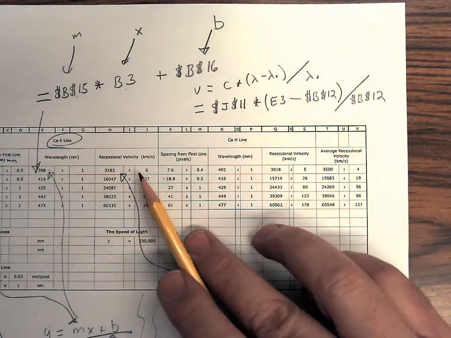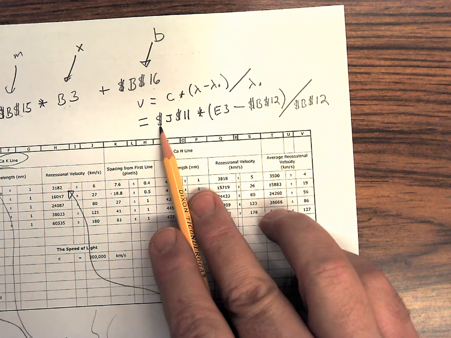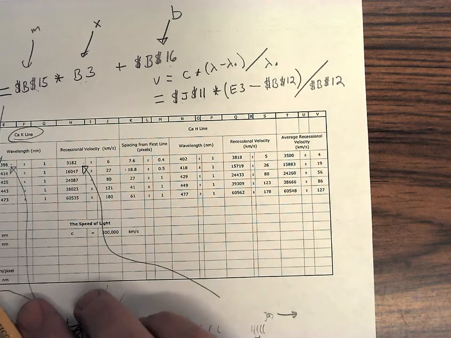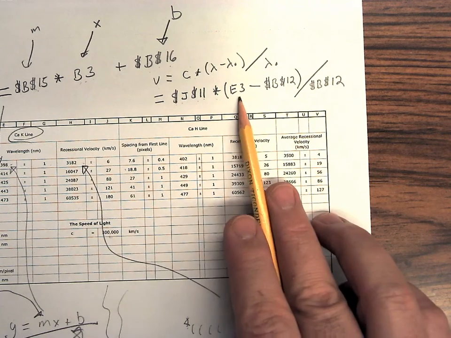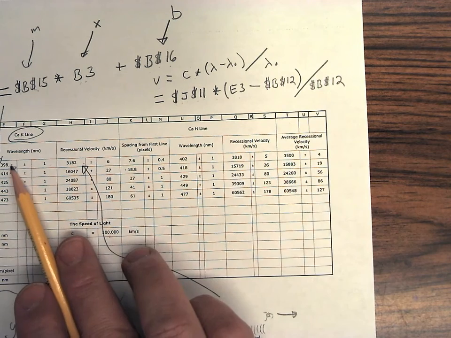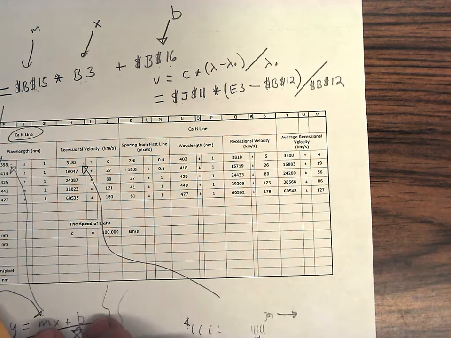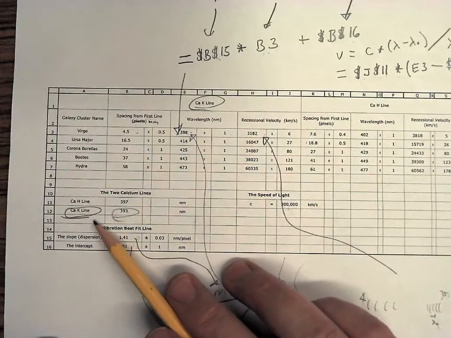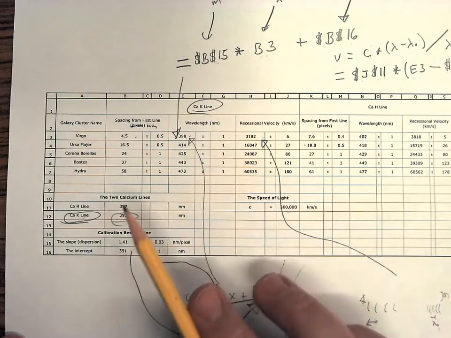So we put in this one here equals J$11, which corresponds to the speed of light, times E3, which corresponds to the wavelength, minus $B$12, which corresponds to the calcium K. You see? Down here, the calcium K wavelength.